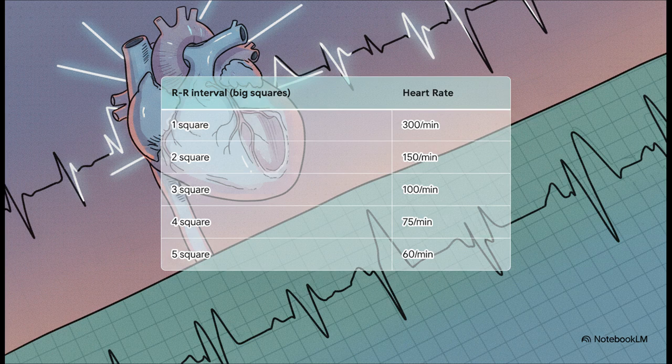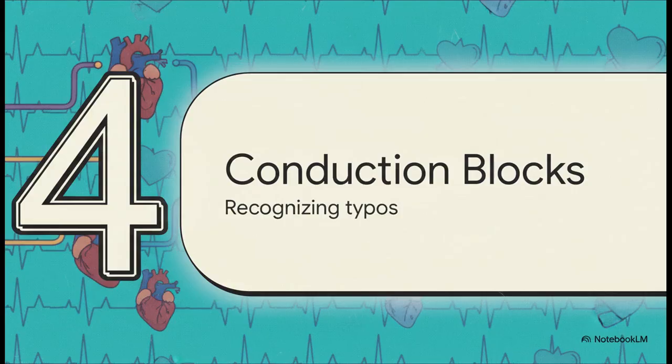Now, a normal resting heart rate is somewhere between 60 and 100. So we're usually looking for a gap of about 3 to 5 big squares. So now we can measure the rate.